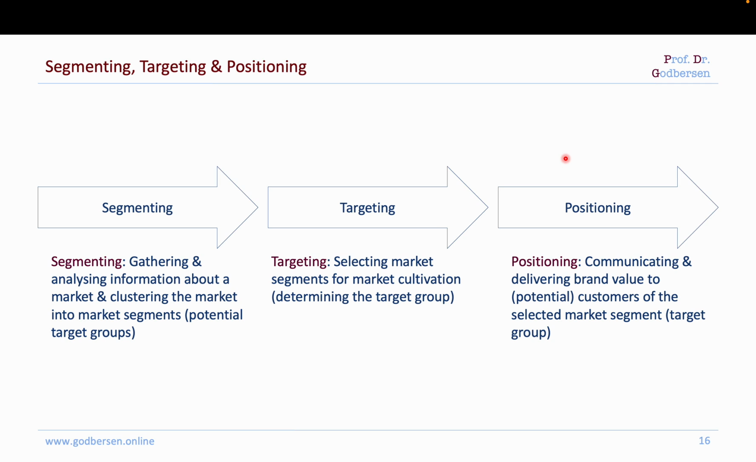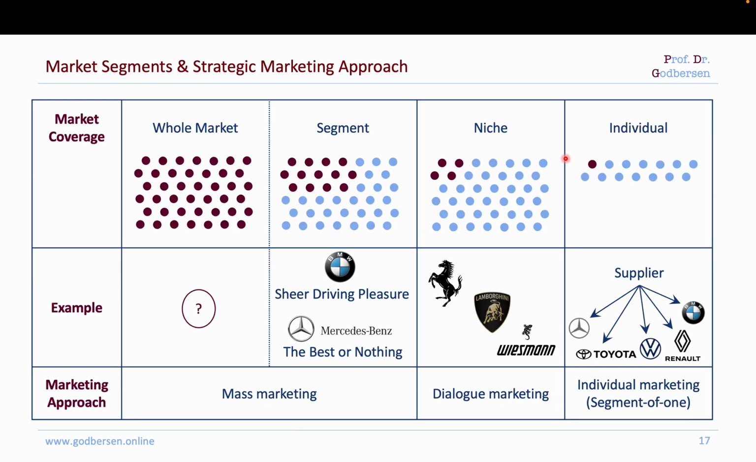I've said that segmenting and targeting will have a massive impact on your market cultivation, on your strategic marketing decisions. And this is what I would like to make clear through this chart. You have the market coverage. So theoretically, a brand can cover the whole market, meaning every inhabitant of a country, every citizen of a country is in the target group. I could not come up with an example because I cannot find a brand that is targeting everyone.